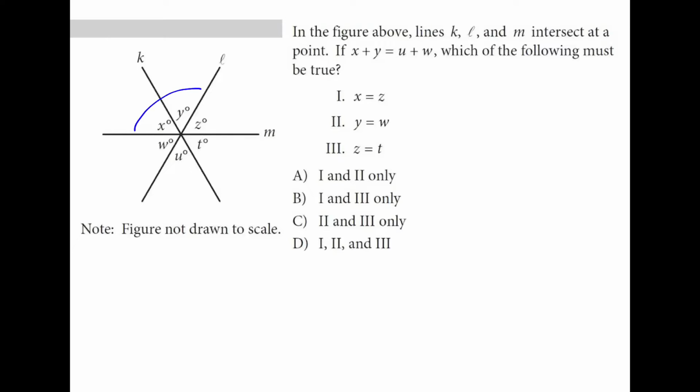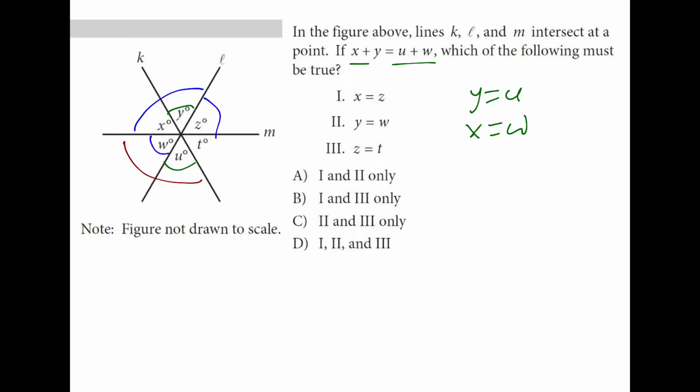So we know that x plus y is equal to w plus u. And we also know that y and u are vertical angles. So y is equal to u, which means that x has to be equal to w, since they are the other half of this pair.